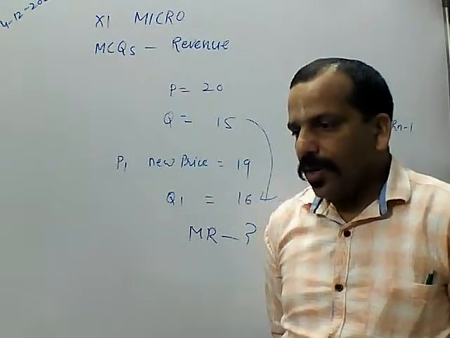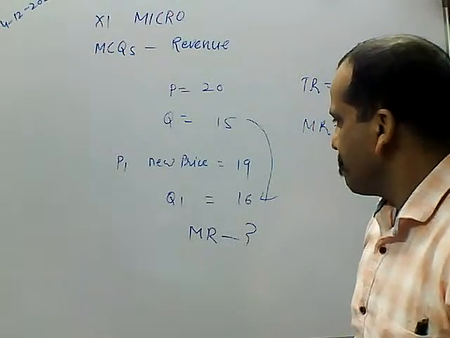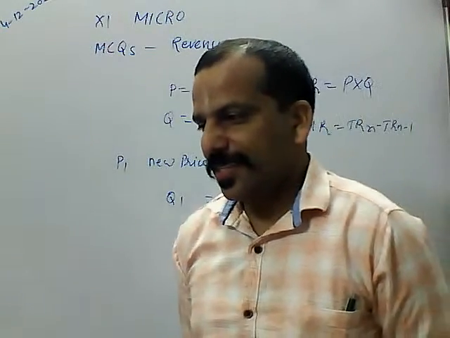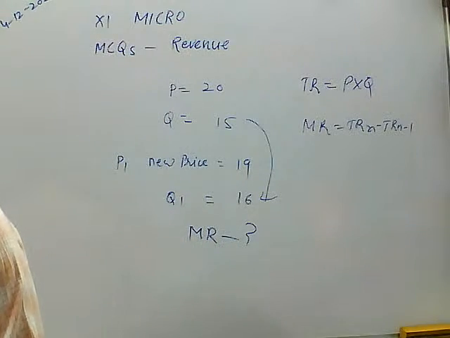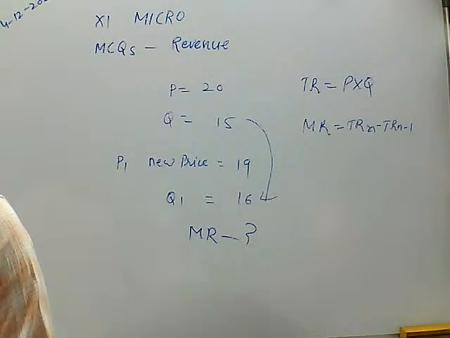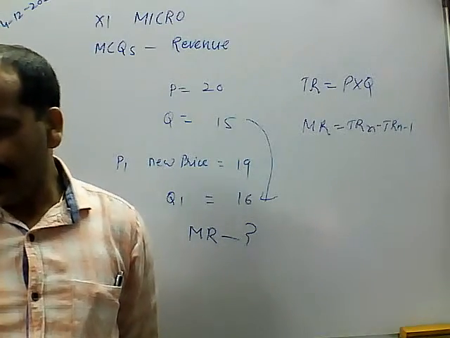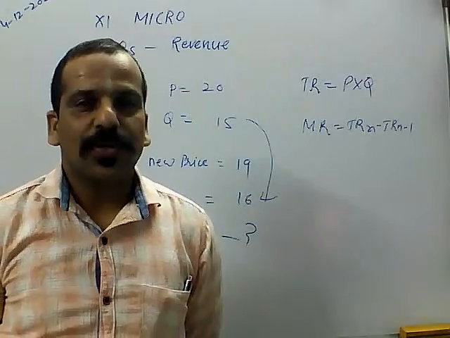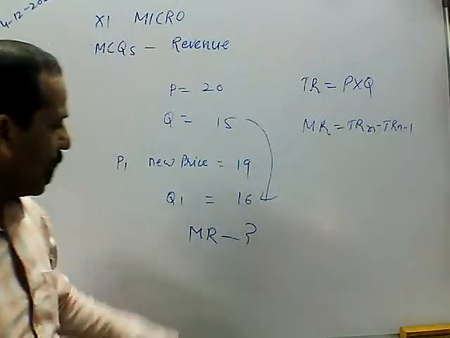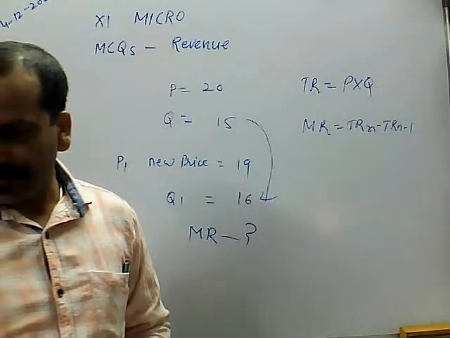AD, 4. MA, 4. Okay, very good. Very good, beta, very nice. So rupee 4 is the marginal revenue. Well done.